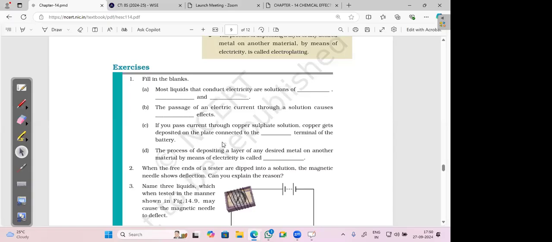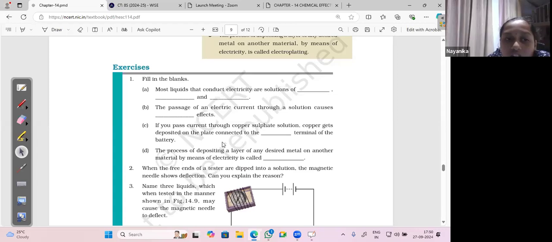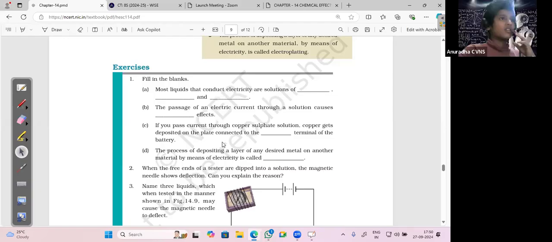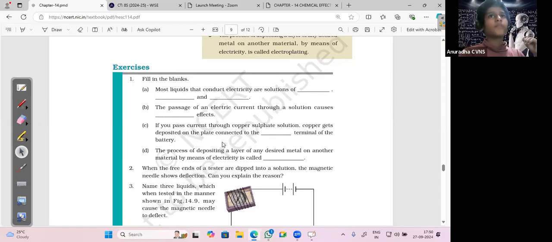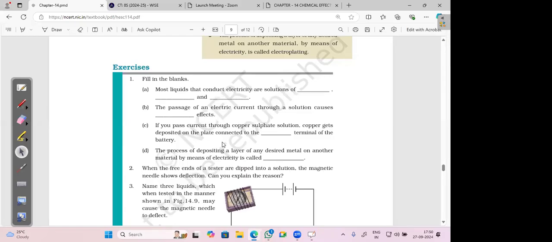Most liquids that conduct electricity are solutions of dash and dash. Acids, bases, and salts. They are the solutions of acids, bases, and salts. Sir, what is galvanization? Galvanization is the process of electroplating zinc on iron. It is called galvanization.